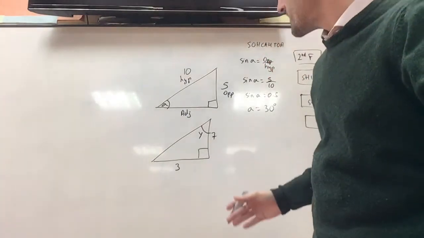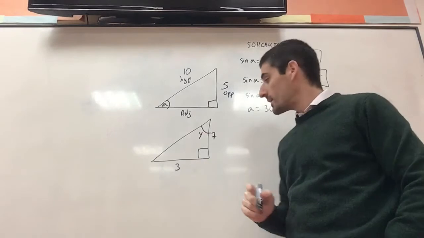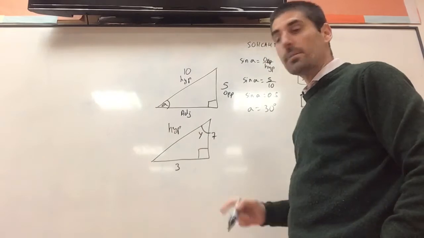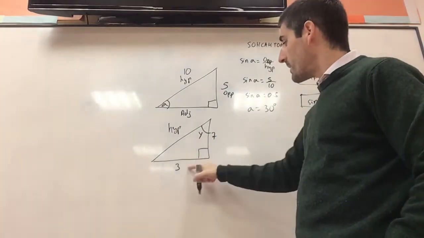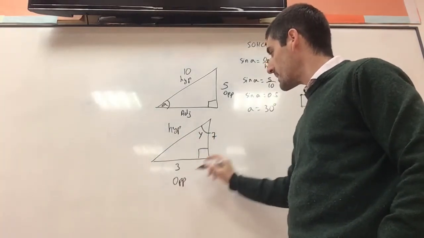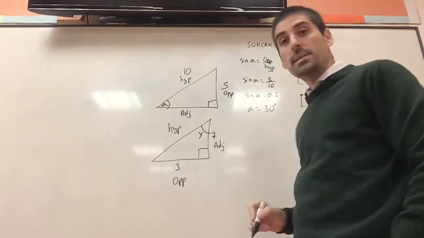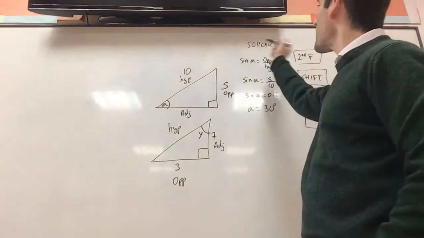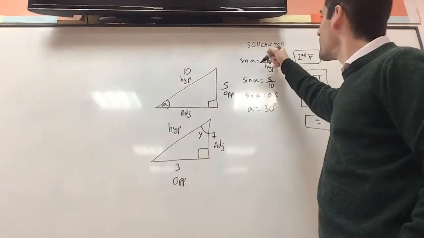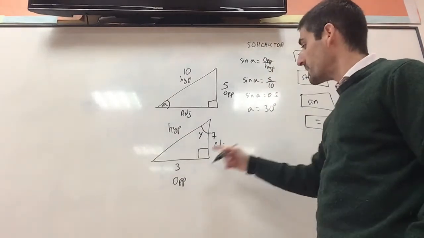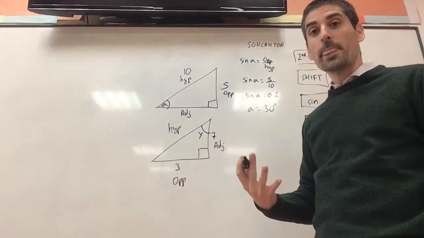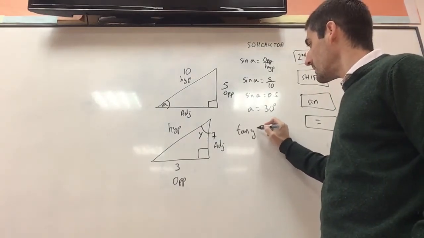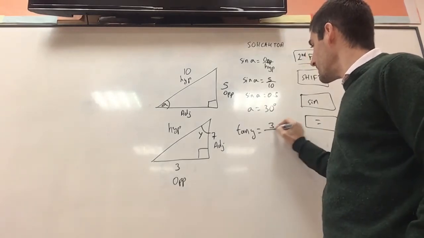Again, first thing I need to do, I want to find angle Y, label the sides. That's the hypotenuse, because it is always opposite the right angle. 3 is the opposite, and 7 is the adjacent. So, if I know the opposite and I know the adjacent, which trig ratio can I find? Well, it's the tangent, isn't it? If I know these 2 sides, the only ratio I can find is the tangent. So I'm going to write that tan y equals opposite divided by adjacent.